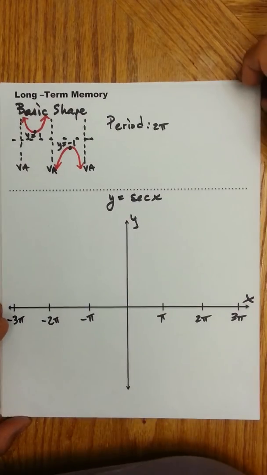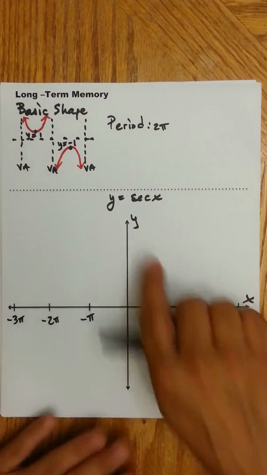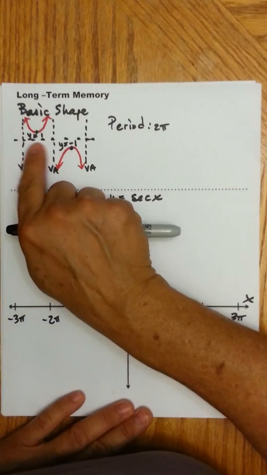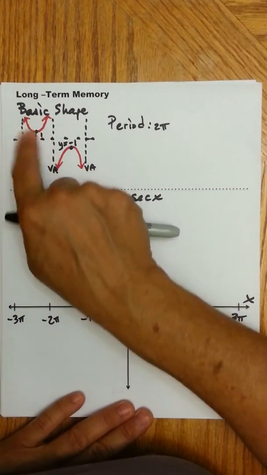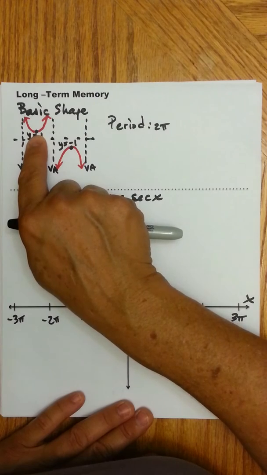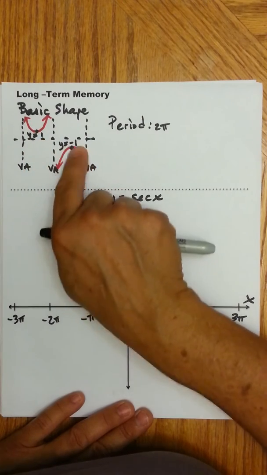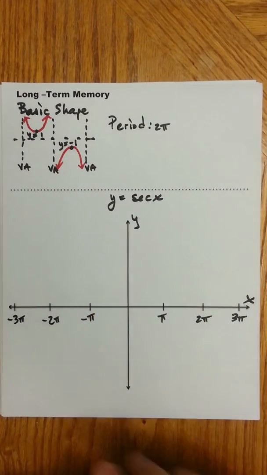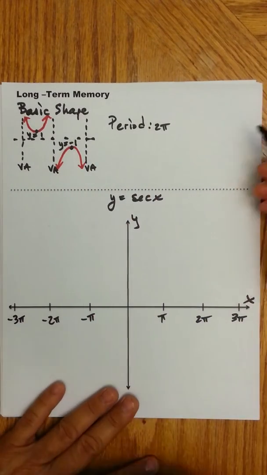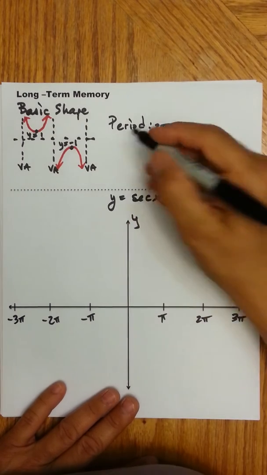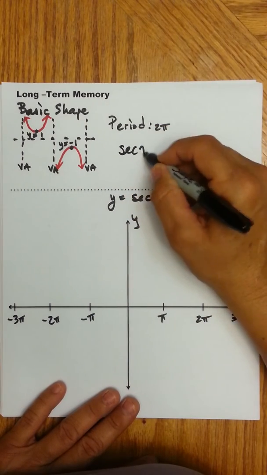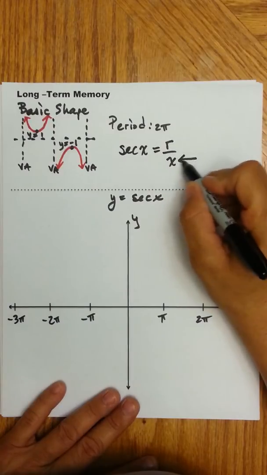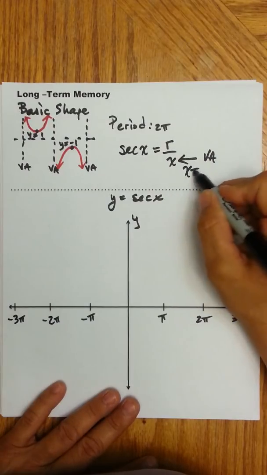So the basic shape for secant is this right here, sort of like alternating U's, and the low point of the one that's opening upward is y equals 1, and the high point of the one turning downward is -1. So again, you want to find your asymptotes. So what you want to think of is the definition of secant. Secant of an angle is defined as r over x. So your vertical asymptotes occur when x is 0.